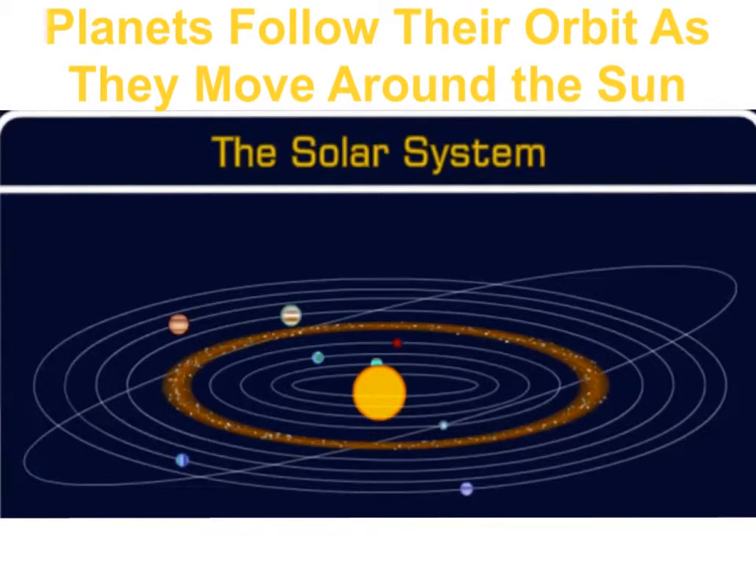Planets follow their orbit as they move around the sun. So in this video, you're going to learn about their elliptical orbits. So look at the shape of these elliptical orbits. It's that light or white oval-like path that they follow as they move around the sun. And then you'll also learn about what force allows planets to move and follow along their orbit or their elliptical path.